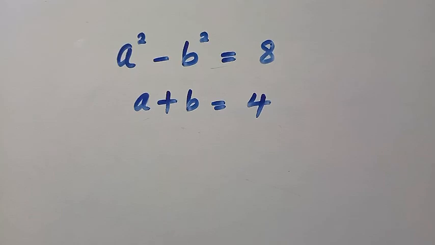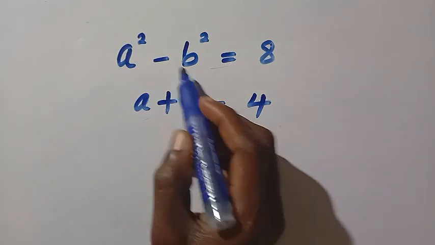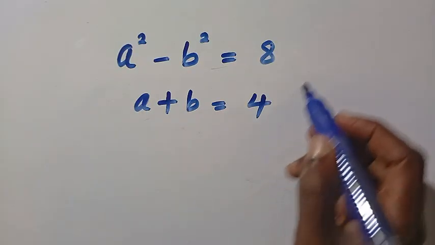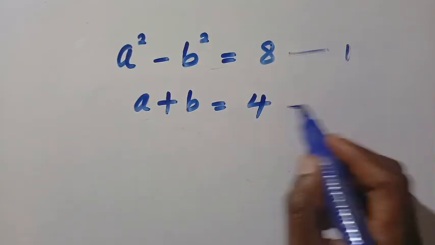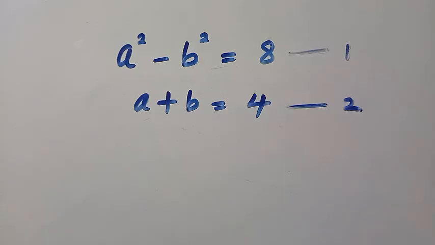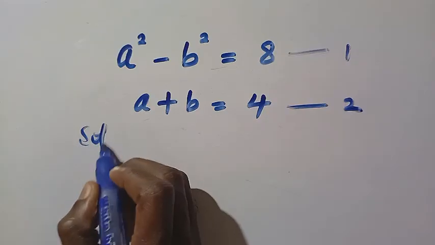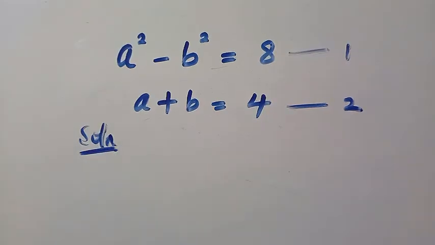Here we have a nice system of equations: a squared minus b squared equals 8, and a plus b equals 4. Let's call this one equation 1 and this one equation 2. I'm going to solve this problem with a very nice step and a nice method. So let's solve this, considering the solution first.